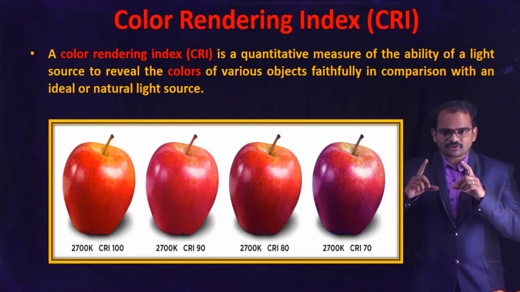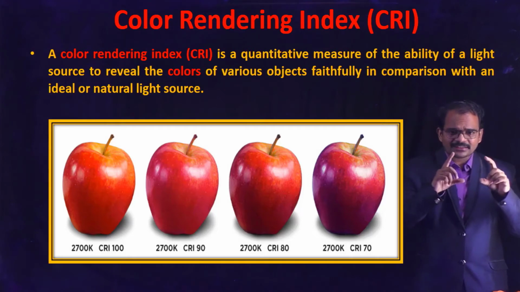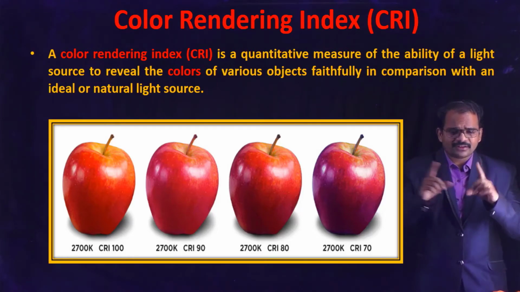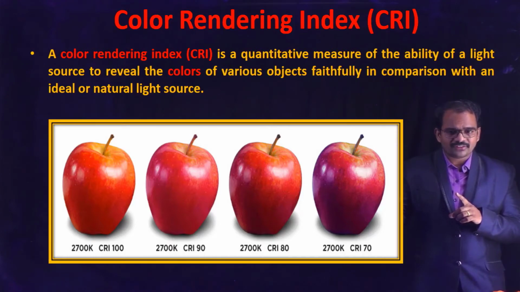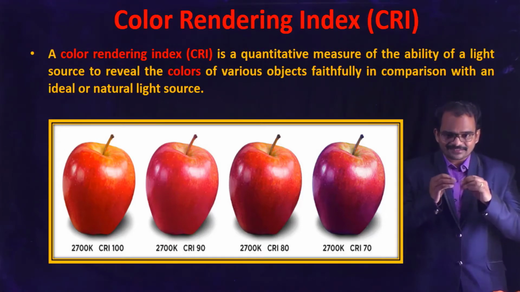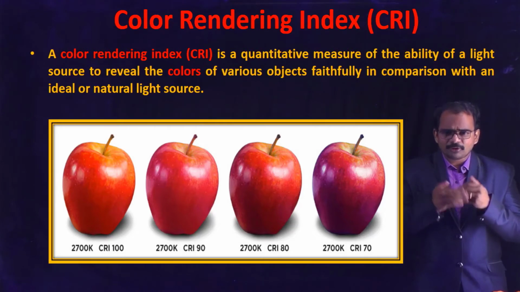The color reproduction is further reduced. Now I take the same apple and keep it under a light source which has a CRI of 70, and then I click a photograph, and that one is the 4th apple. Now you can see the faithful reproduction is further reduced. So as the color rendering index decreases, the actual color will not be reproduced by the object.